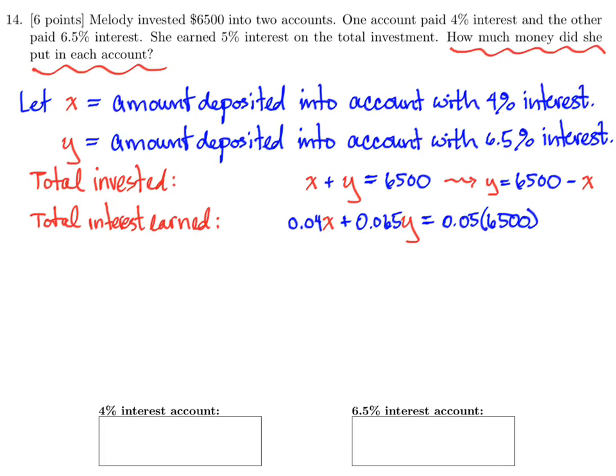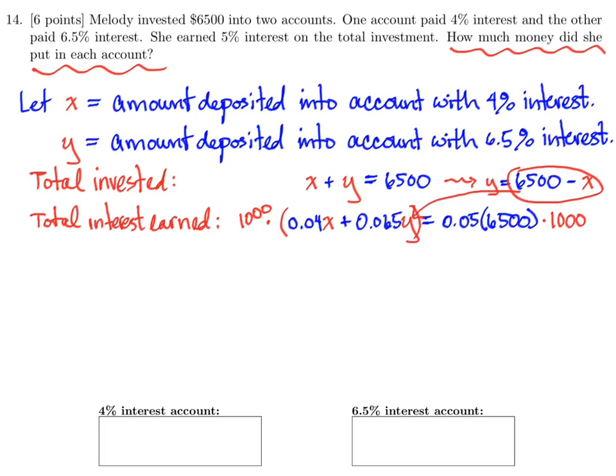So to get rid of the decimals, notice one of the decimals has 3 decimal places, 0.065. So to get rid of that decimal, I've got to multiply by something with 3 zeros. So I've got to multiply by 1,000. So let me multiply both sides of the equation by 1,000 to get rid of all of my decimals. And like I said, I'm going to also plug in for y. I'm going to plug in 6,500 minus x for y.